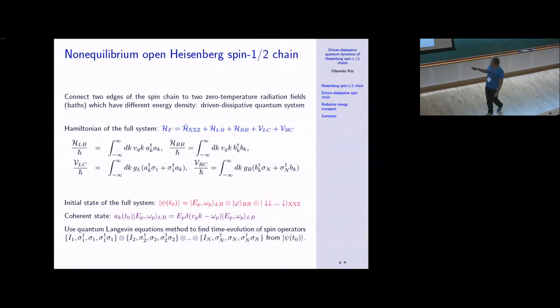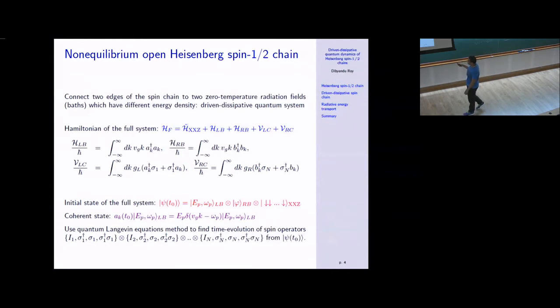And I couple this bath with the system at time t equal to t naught. At time t equal to t naught, the state of the full system is represented by a coherent state for the left bath. For the right bath, I keep it in vacuum, and for the system, I take the spins pointing down, but actually in the steady state, the initial state of the system will not create any difference.